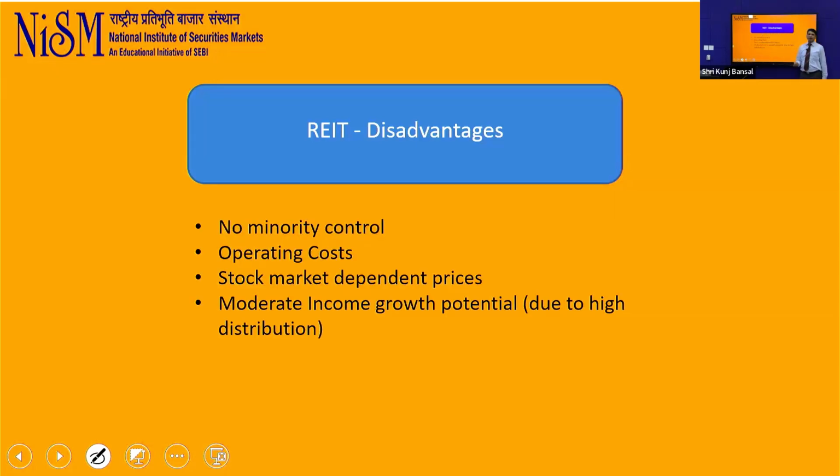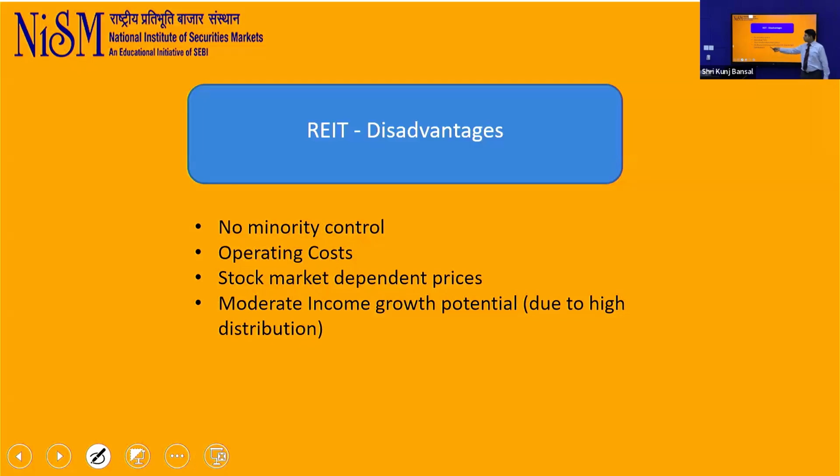Some of the disadvantages, which for a retail investor are not really significant: No minority control. You don't have too much control in managing the affairs. There are some operating costs, when there is professional management, when there is a trust, when there is a management company, they have some expenses. Stock market dependent prices. So sometimes when the market falls sharply, just for the sake of it, REIT prices also fall. There may or may not be any reason.